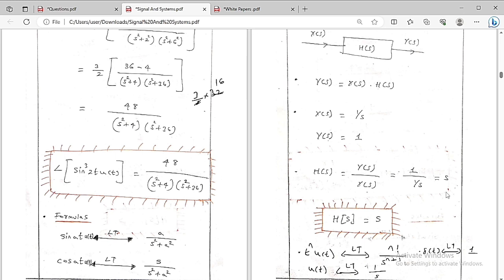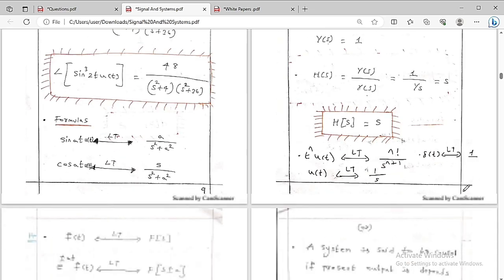The Laplace transform of t to the power of n into u of t is n factorial by s to the power of n plus 1. The Laplace transform of delta of t is nothing but 1. So if you remember this, H of s is equal to the Laplace transform of output by the Laplace transform of input, which is y of s by x of s. Y of s is equal to 1 and x of s is equal to 1 by s, and if we simplify, we get its value equal to s. The transfer function for the given system being equal to s is the correct solution of this question.